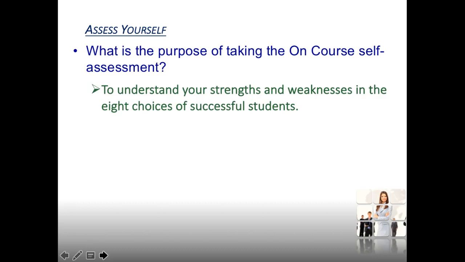Simply put, by taking this assessment, you will better understand your strengths and weaknesses as it relates to the 8 choices of successful students. Those choices include accepting personal responsibility, discovering self-motivation, mastering self-management, employing interdependence, gaining self-awareness, adopting lifelong learning, developing an emotional intelligence, and learning to believe in yourself.